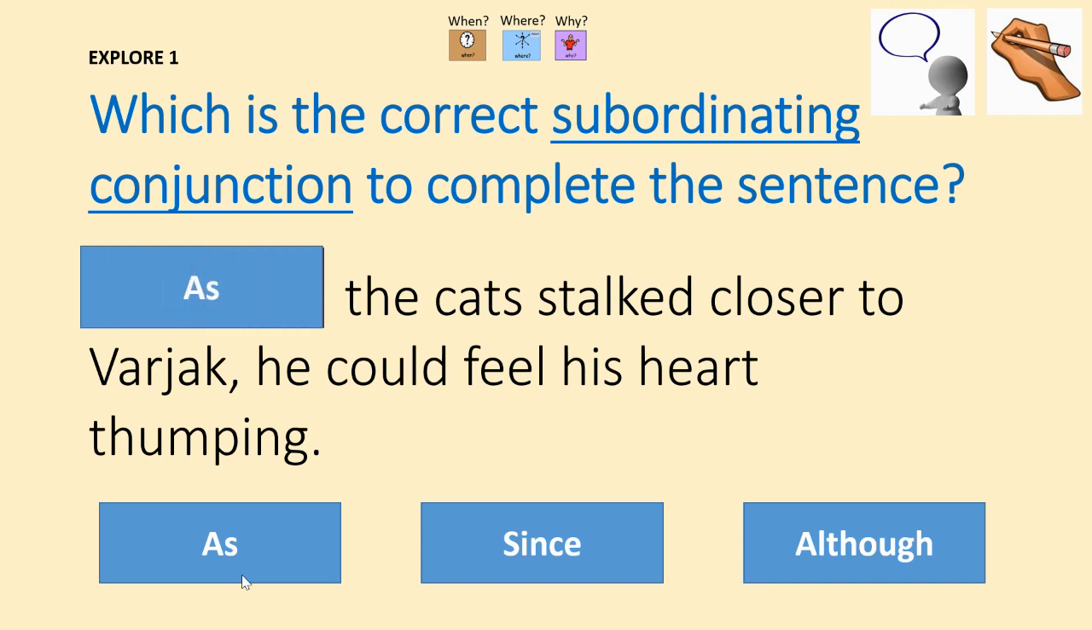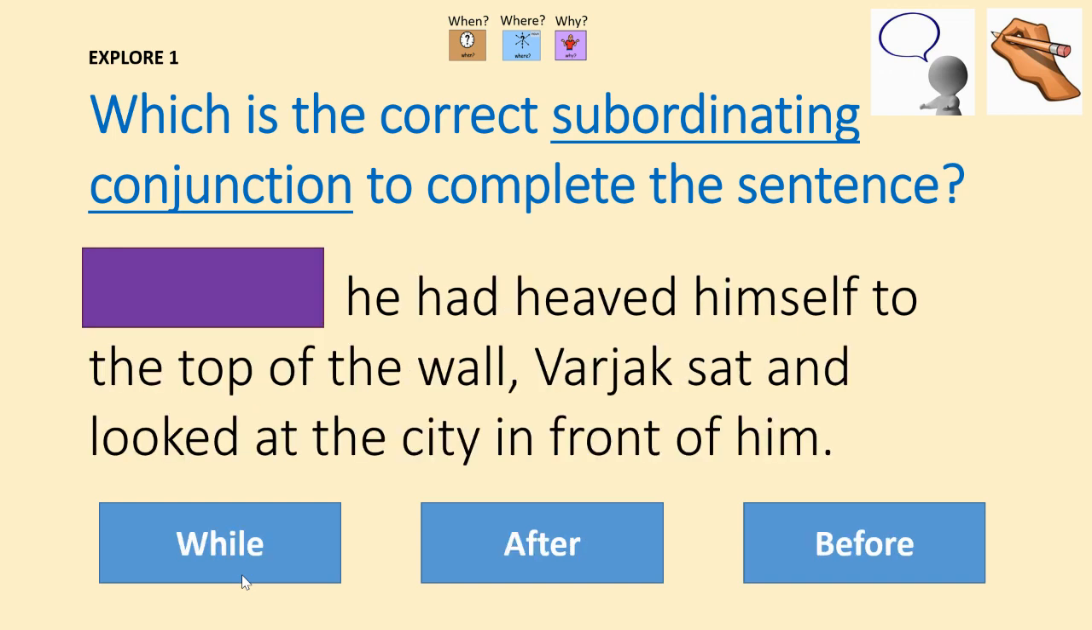So as the cat stalked closer to Varjak, he could feel his heart thumping. And that is also a time-fronted adverbial. When could he feel his heart thumping? He could feel it as the cat was stalking closer to him. It could also be since the cat stalked closer to Varjak, he could feel his heart thumping, but not really. As is definitely the best subordinating conjunction to complete that sentence. Well done if you got that one right. That was even a bit tricky for me.